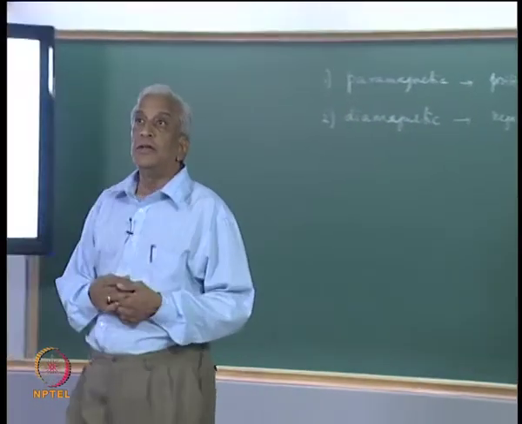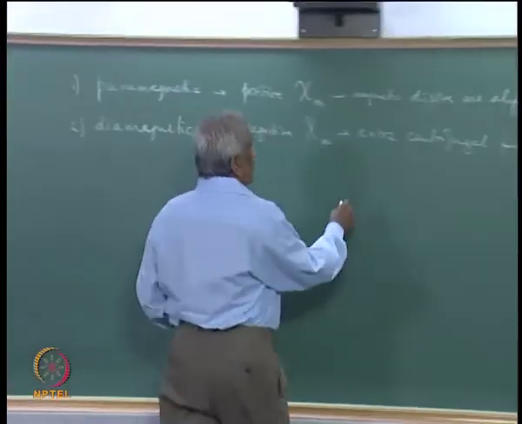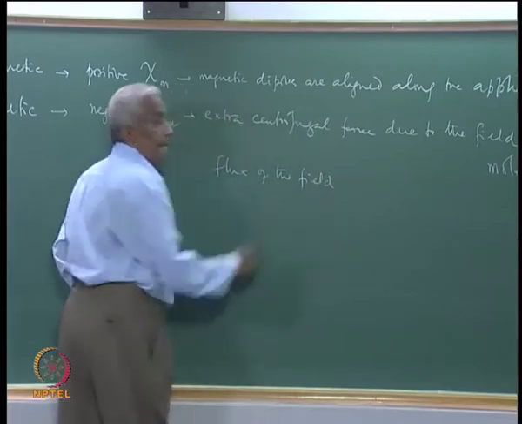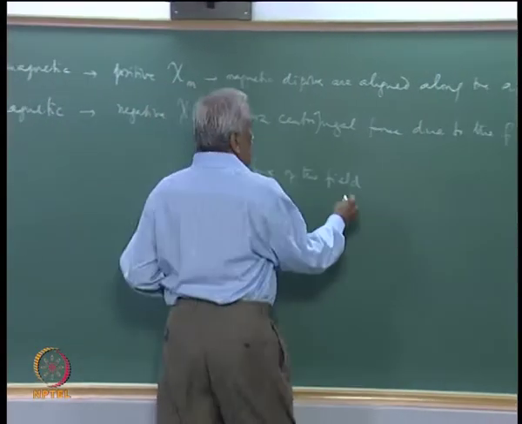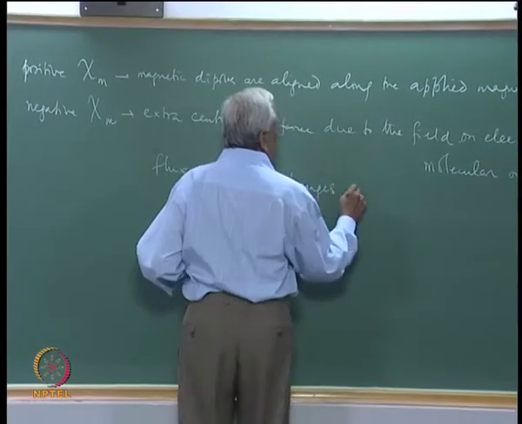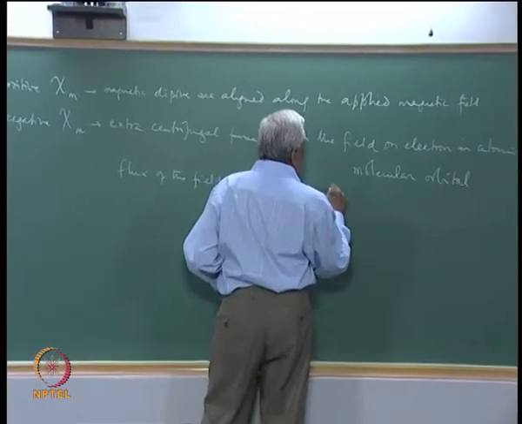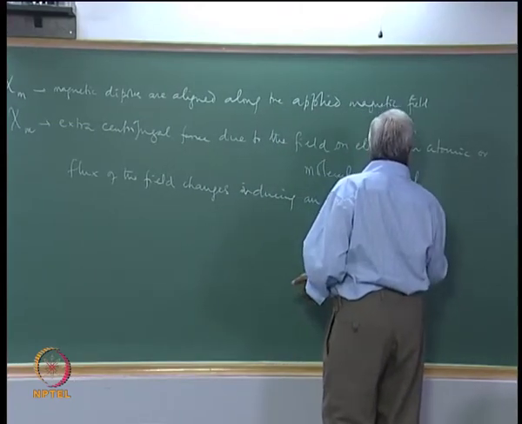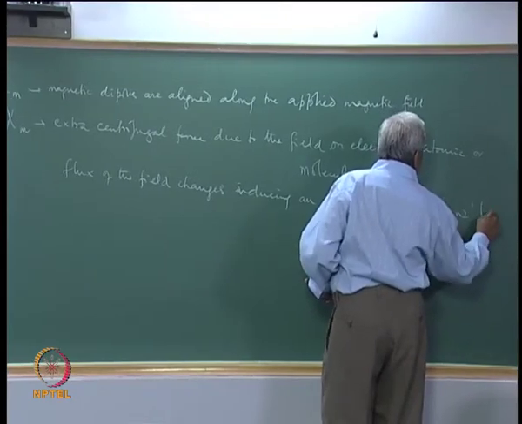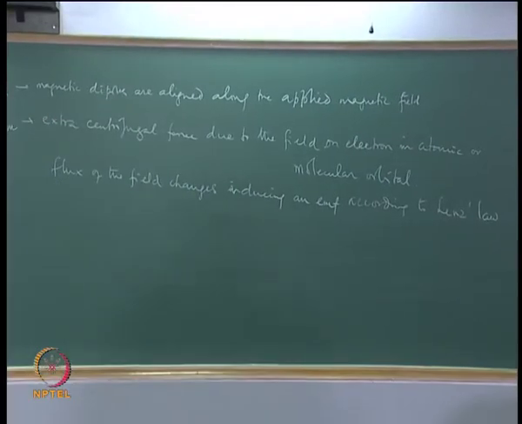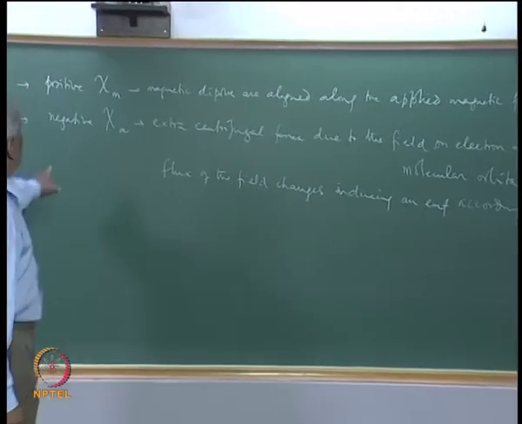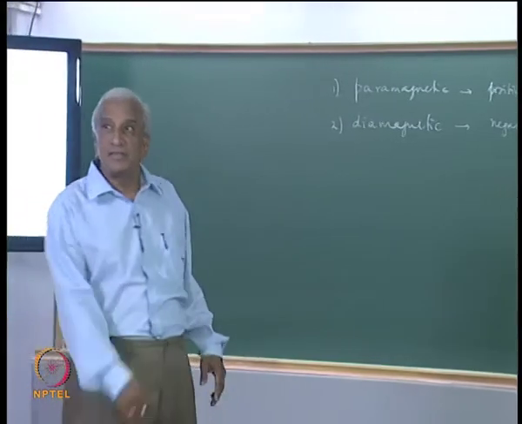So, this causes the magnetic flux associated with the field to change, and this induces an EMF according to Lenz's law in electromagnetism. Since this EMF is a back EMF which is opposing the influence of the field, it has a negative sign, and that gives you the negative diamagnetic susceptibility.